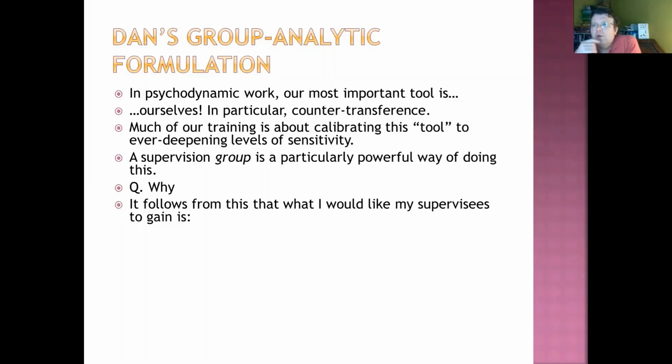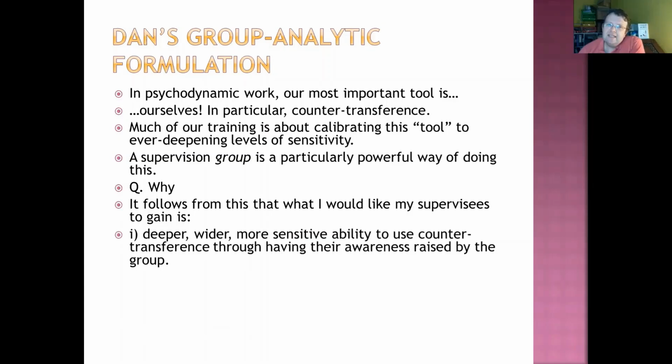So it follows from this that what I want my supervisees to gain is a deeper, wider and more sensitive ability to use their countertransference, through having their awareness raised by the group, because other people say things that you wouldn't have picked up. And then you think, oh, that's interesting, and you start to think, well, why would I not have picked it up? It's very easy when it's the expert to think, oh, of course, they've been doing it for years, so they would pick up on it. But when someone else who's been doing it just as long as you, or only 18 months, picks up on something different, it's not that they're better or worse than you, but they've picked up on something different. So that raises the question more pertinently: why were they tuned into that part of the projection, whereas I was tuned into this other part? Really interesting, really rich area.